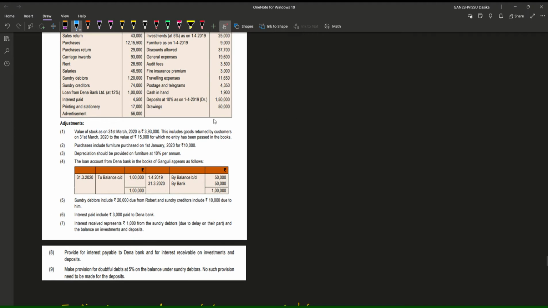The first thing is that the value of closing stock as on 31st March 2020 is 3,93,000. So this is the closing stock. This includes goods returned by customers on 31st March 2020 for the value of 15,000, for which no entry has been passed in the books. A working note is not required for this. The entry for the goods returned by the customers has not been recorded, so we need to incorporate it.